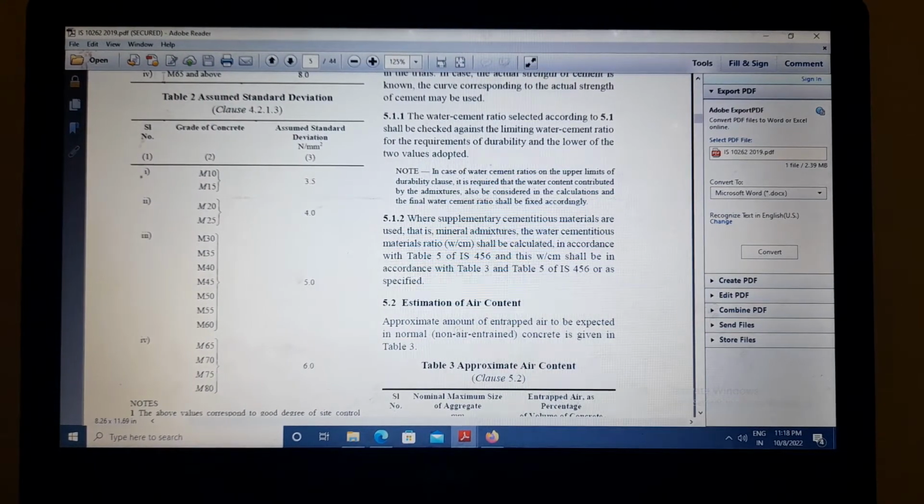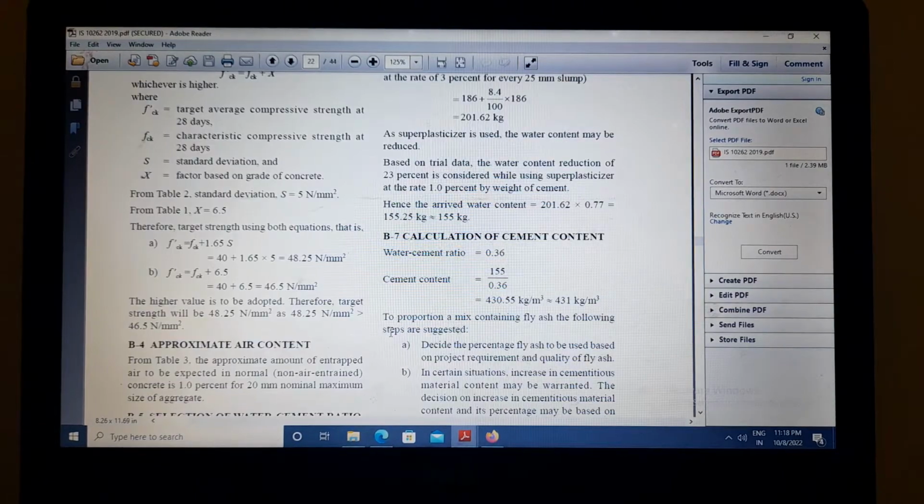From table 2 of IS 10262, the assumed standard deviation is given. Here we are using M40 grade of concrete, so our assumed standard deviation is 5. We can use this for finding out the target mean strength. Here you see we have used standard deviation as 5 and we have got a target mean strength of 48.25, that is 40 plus 1.65 into 5.